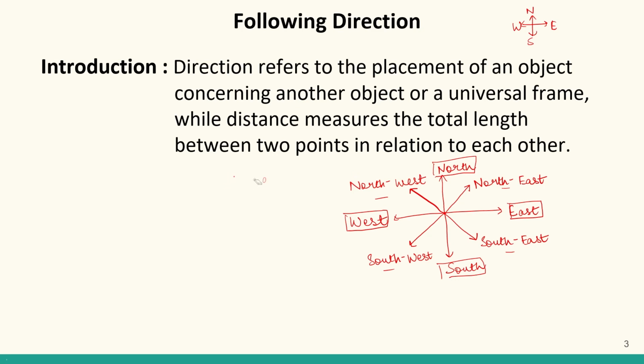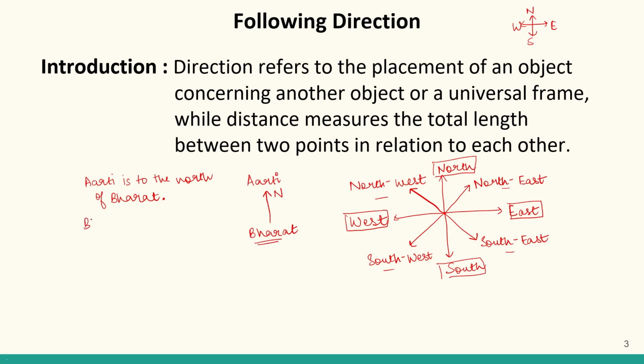Now there is another concept: how do we find a direction based on the object. For example, we have a girl named Aarti, and a boy named Bharat. Now, if I have to write, I can say that Aarti is to the north of Bharat, right? Because if you look at this position, Aarti is in the north direction with respect to Bharat.